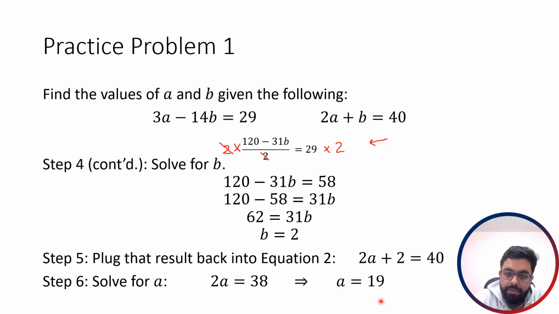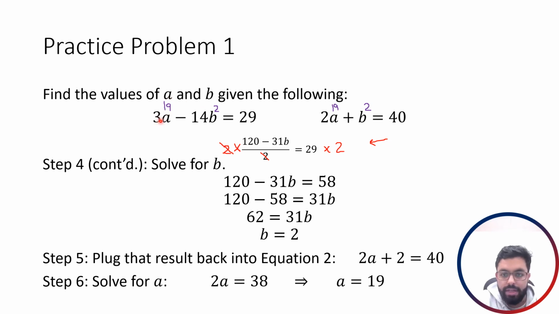We've got that b is equal to 2 and a is equal to 19. And you can always check your work that you've done this right by plugging 19s wherever you see a's up here. So we plug a 19 there, and that's going to be multiplication. And then plug a 19 over there as well in equation 2. And then in place of the b, we'll put a 2. And then we'll check that we get left side equals right side in both cases.